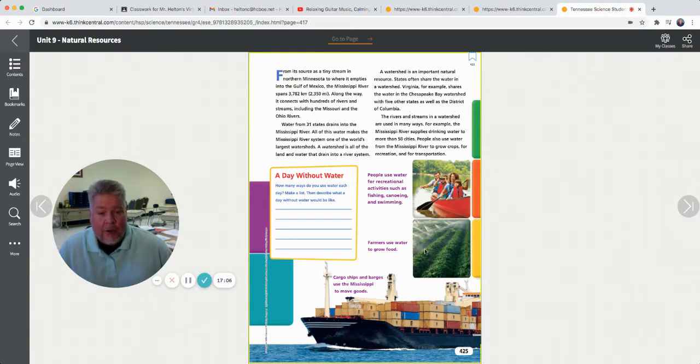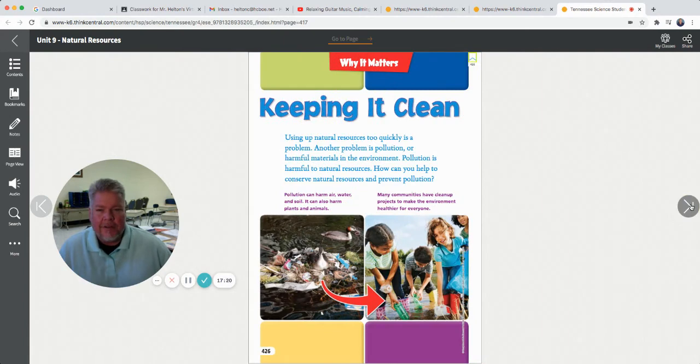You can use the lake water to grow food, to water your crops. Remember when we talked about irrigation? And you can use it for transportation. You can carry things on the rivers from one place to another. But, of course, with natural resources like water, we've got to keep it clean.